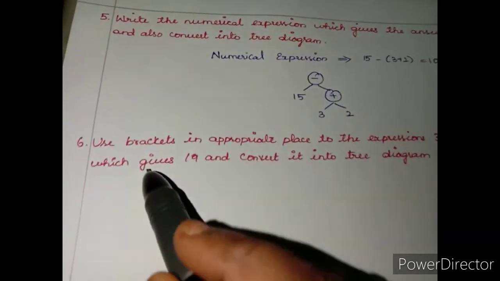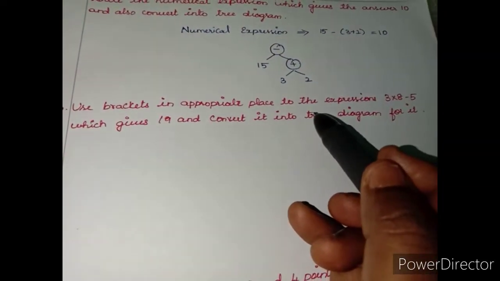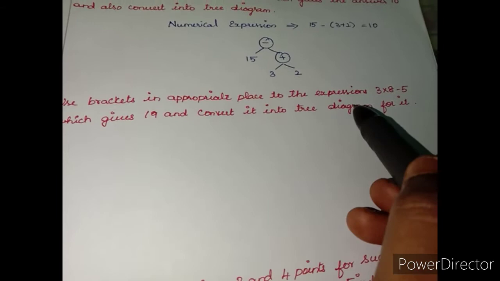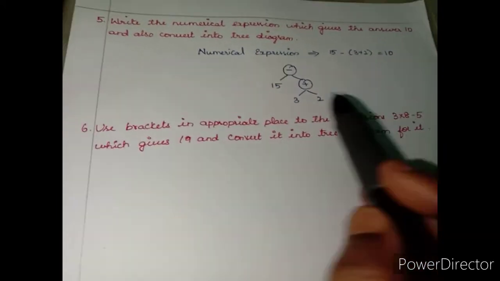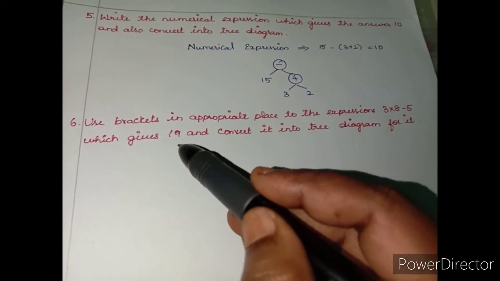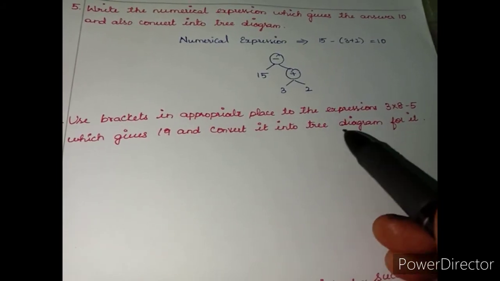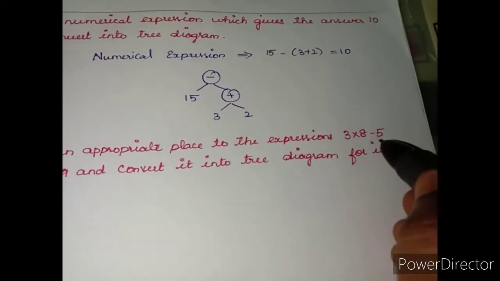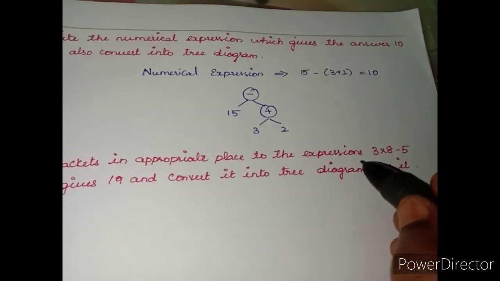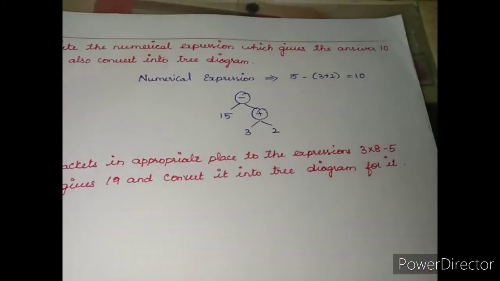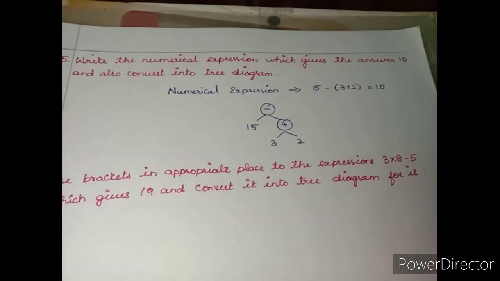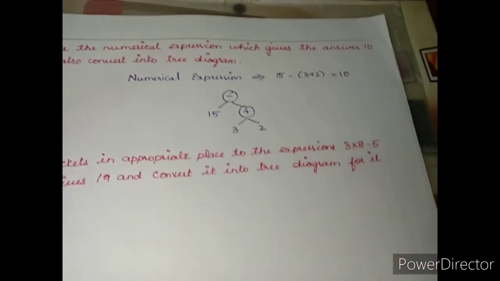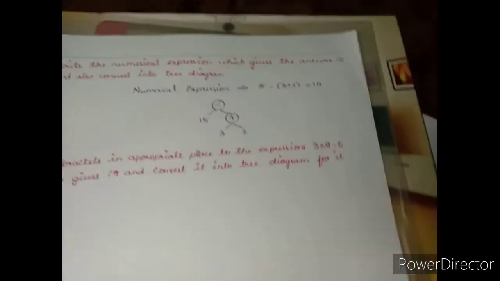Next one, use brackets in appropriate places to the expression 3 into 8 minus 5, which gives 19, and convert it into tree diagram for it. See, they have given the numerical expression and we have to find where to put the bracket which should give 19. See, we'll do it in rough work and see.